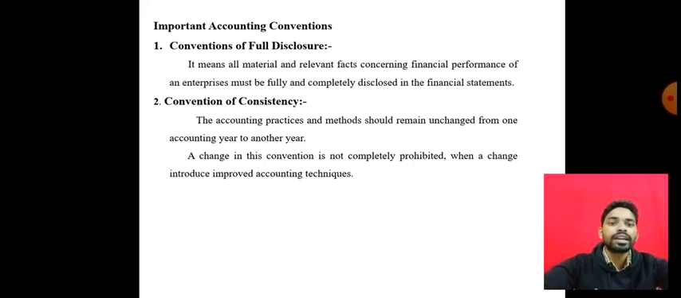It should not be changed year by year. It should be the same year by year, whatever methods, principles, rules and regulations, or accounting standards they are using. There are many depreciation methods. If the straight line method is used in this year, then it should be used in the next year also. This is the convention of consistency.